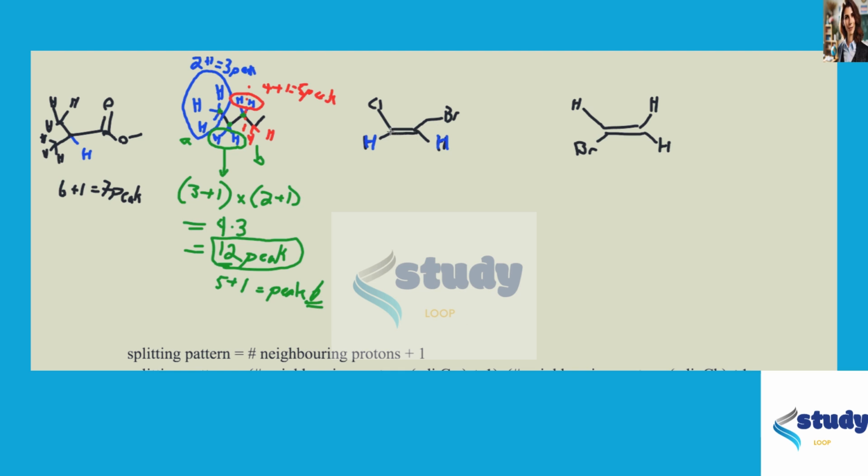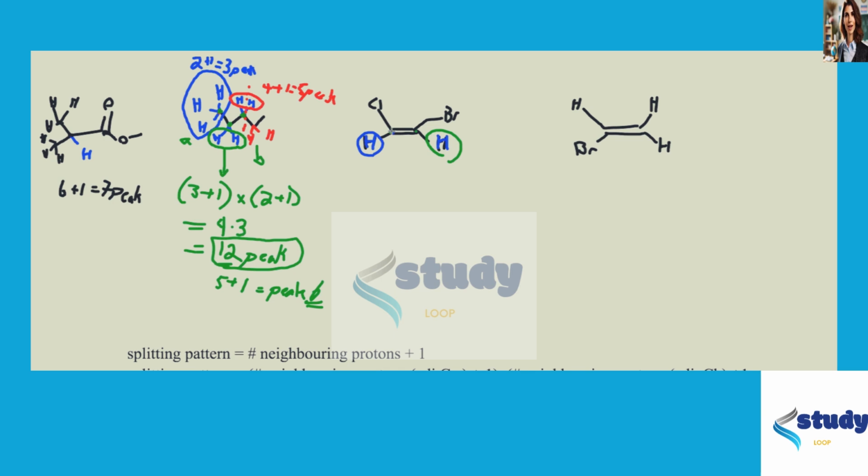So this problem, we have 2 unique protons. So this proton is bounded to the carbon that's bounded to the chlorine, while the proton on the right is bounded to the carbon that's adjacent to the bromine and is trans to the chlorine. So we have 2 unique protons here. Let's look at A for the splitting pattern.